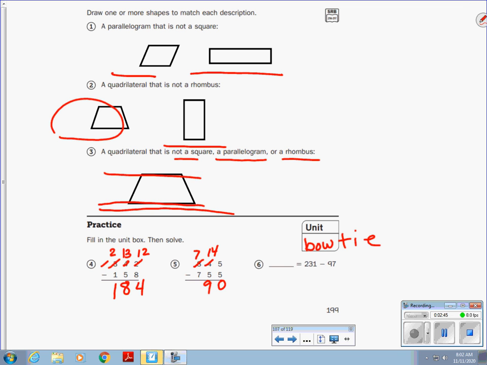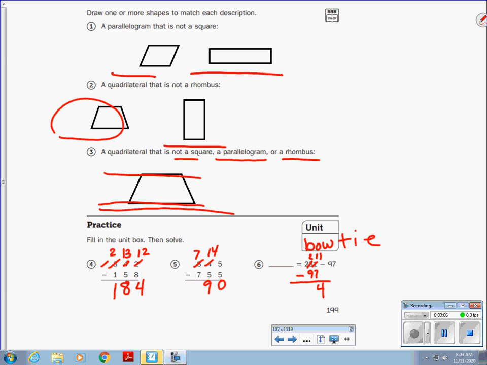All right, 231 minus 97. If you want to go ahead and set that up so it is straight up and down, you can do that. All right, 1 minus 7, so I'm going to need to come over here and borrow one of my 10s, bring a group of 10, so now I have 11. 11 minus 7 is 4.